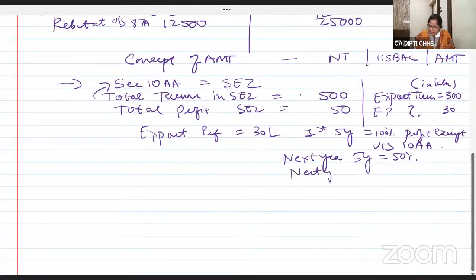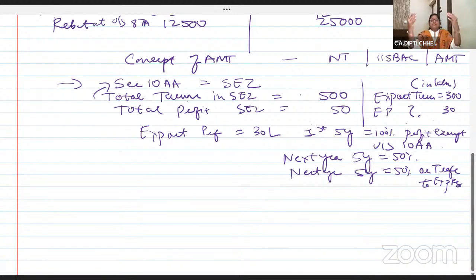And then after 10 years, for the next 5 years, 50% or transfer to export reserve. There is an export reserve, you transfer there and take it. Clear to all of you?